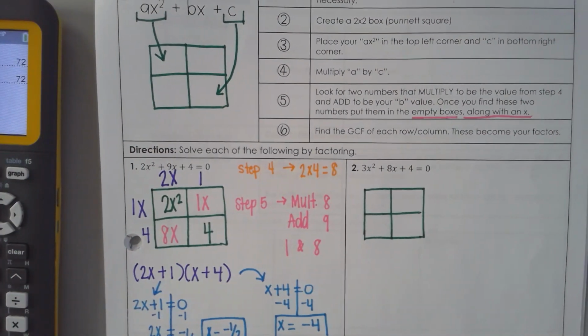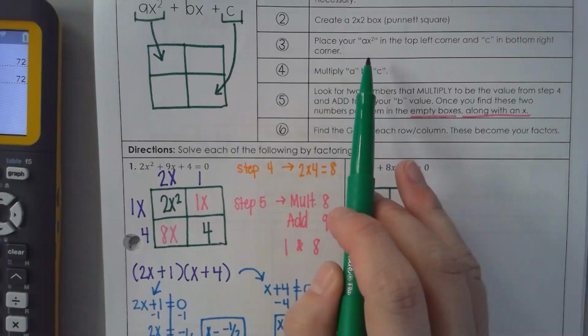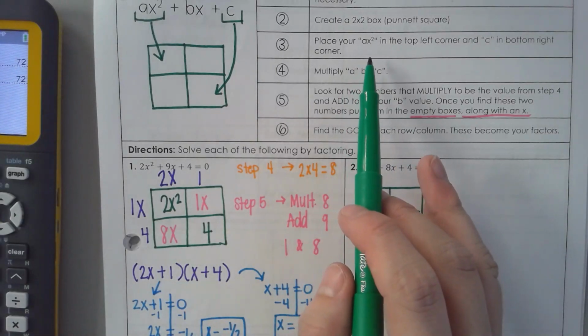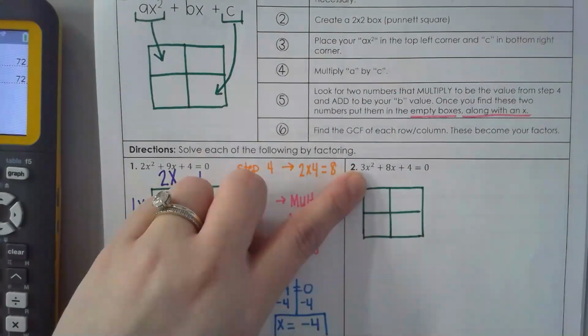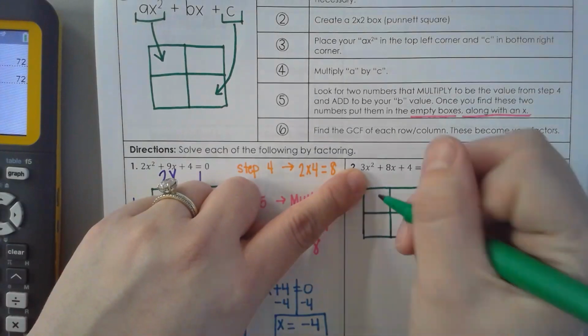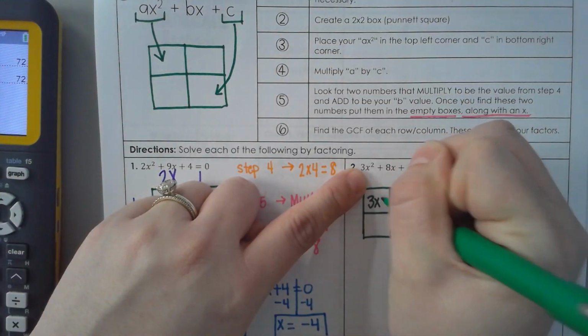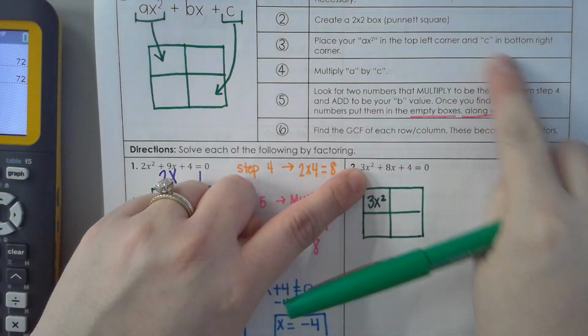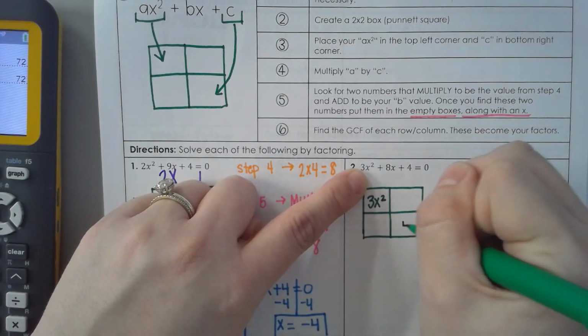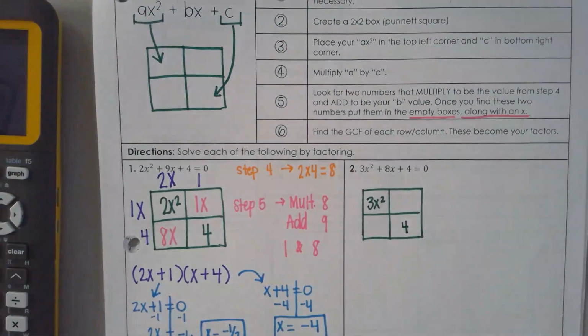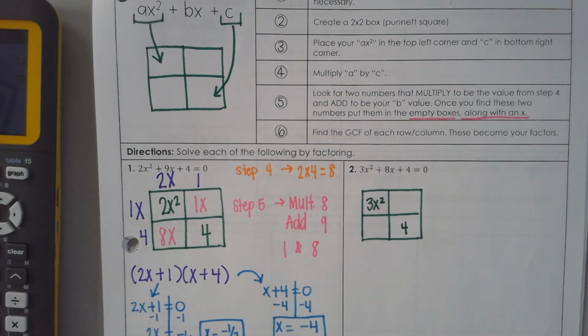Step 3. Place your ax squared, that's this first part, in the top left corner and your c in the bottom right corner. That's the initial setup. You don't have to do any math or think about anything for your setup.